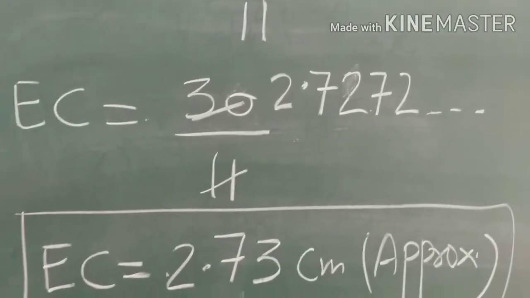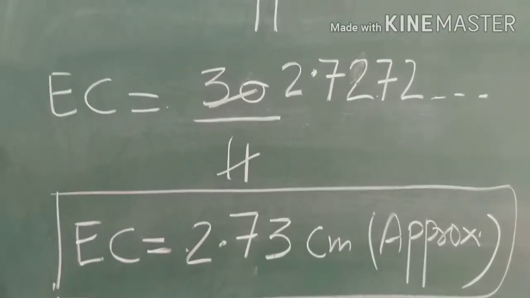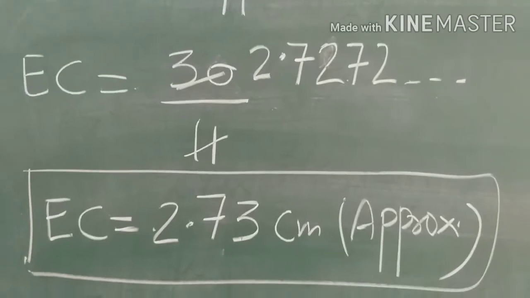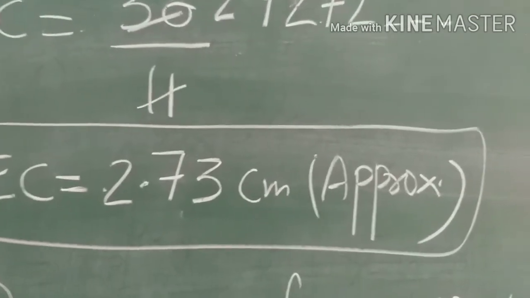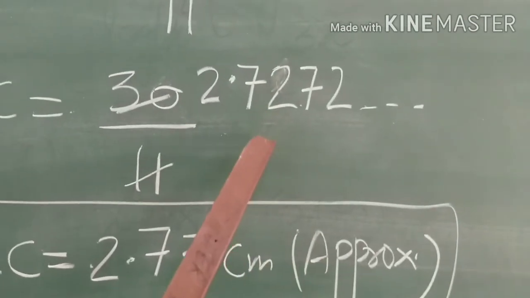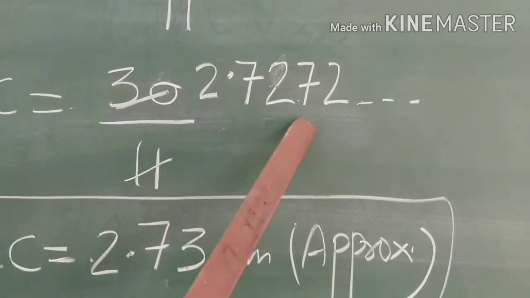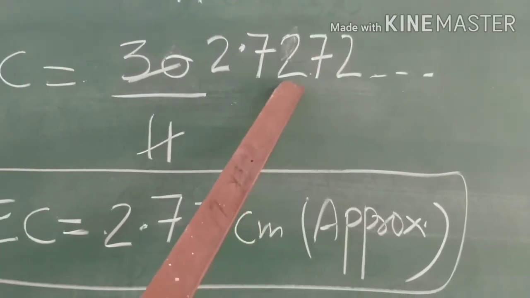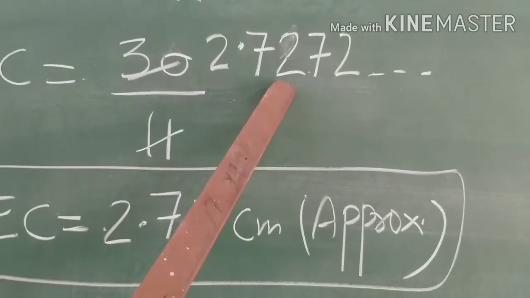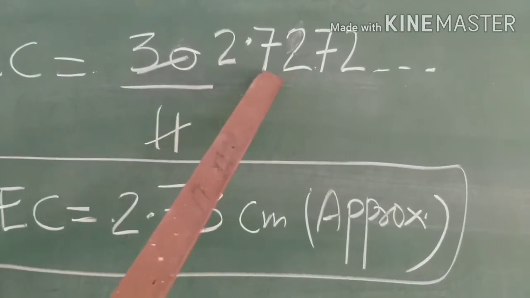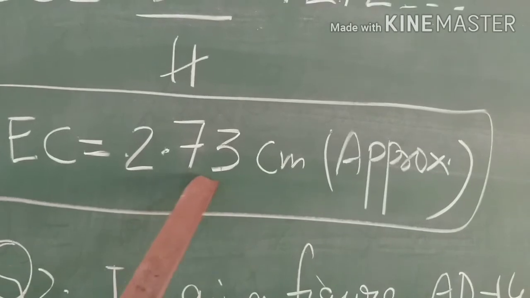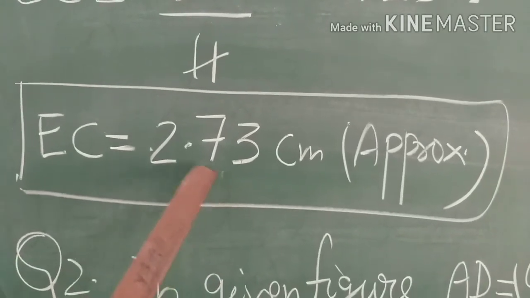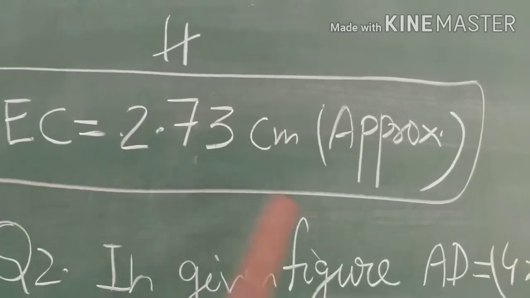2.7272. It is a non-terminating repeating decimal expression. So we can write its approximate value. It is 2.727. This 7 can be supposed as 1 and it will be added to the 2. So the answer is 2.73 up to 2 places of decimal. EC equals 2.73 centimeter.